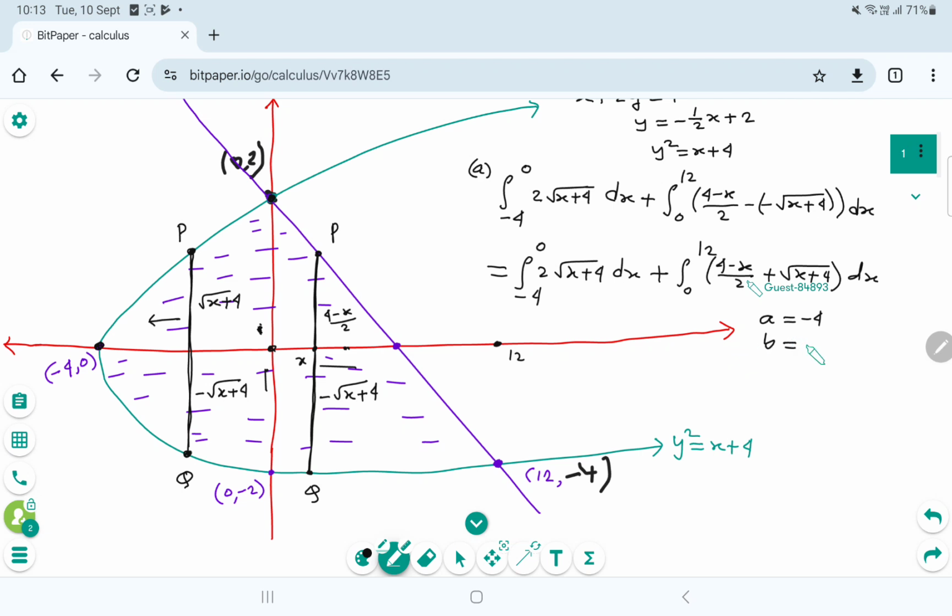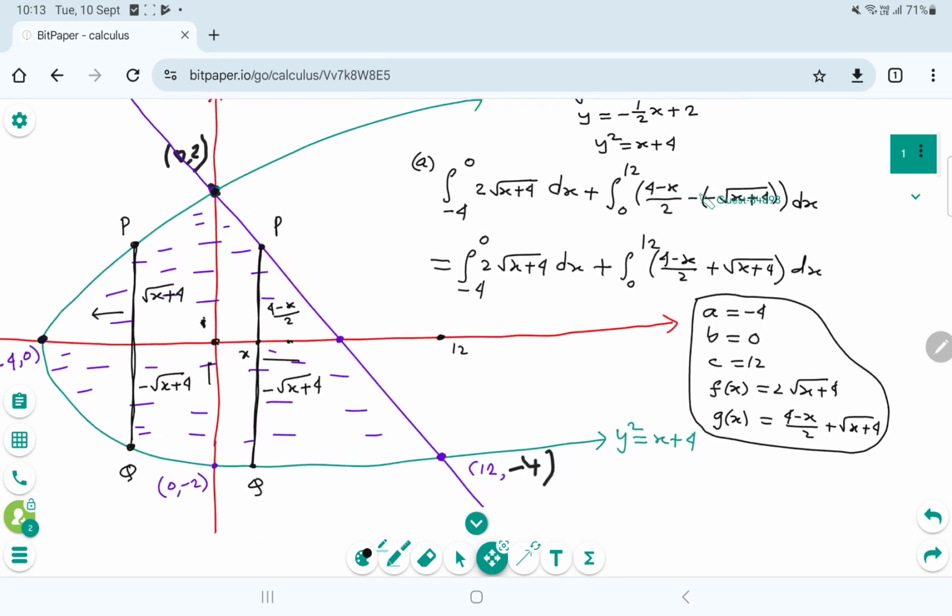Great. We'll check that later. And B is 0. Fine. C is 12. What is f(x)? f(x) is 2 square root of x plus 4. What about g(x)? g(x) is (4 minus x) over 2 plus square root of x plus 4. Okay. Right, this is the final answer.